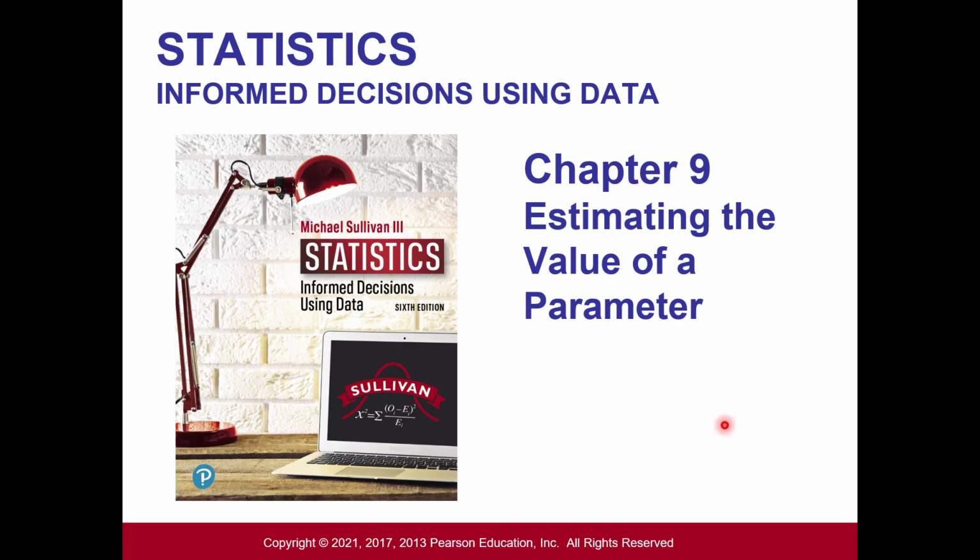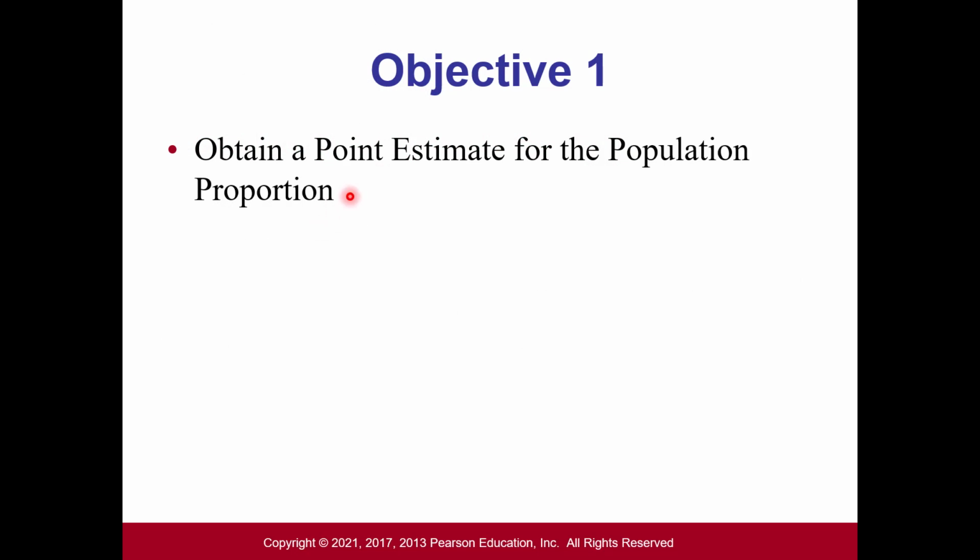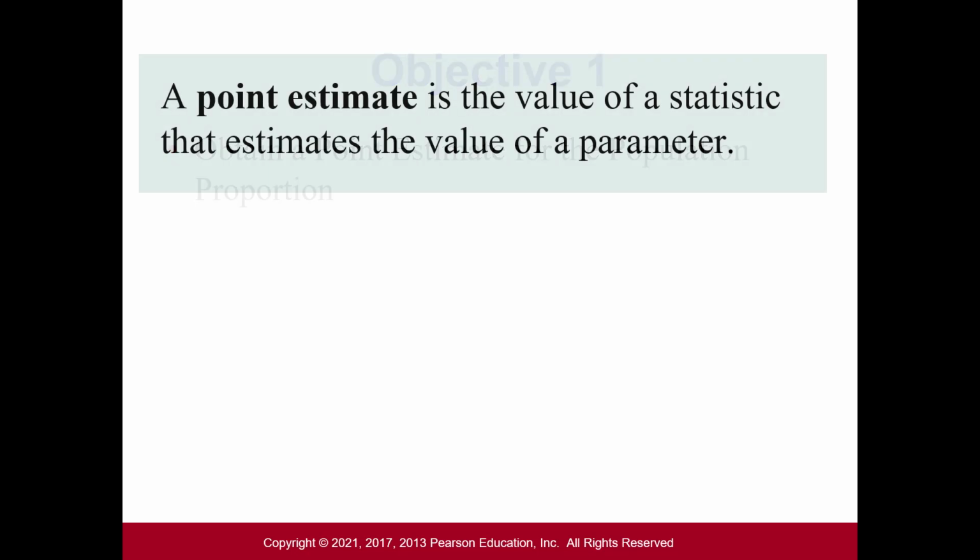Hi everyone, in this chapter, we're going to be talking about estimating the value of a parameter. Specifically in this one, we're going to be estimating a population proportion. So our first objective is to obtain a point estimate for the population proportion. A point estimate is the value of a statistic that estimates the value of a parameter.